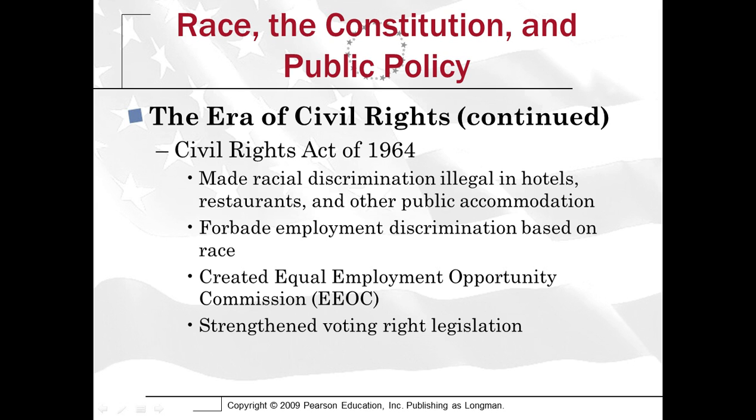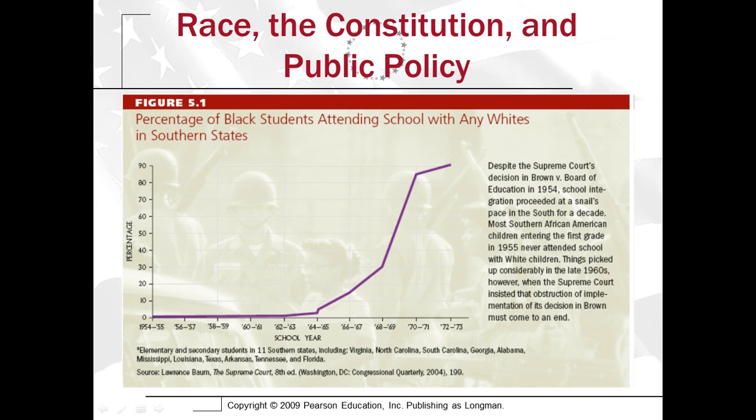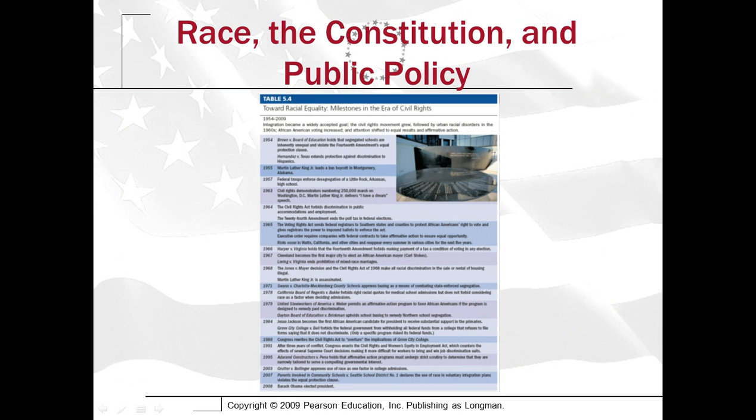It also forbid employment discrimination. Of course, it tied federal school funds to desegregating the schools, which is how Brown finally gets enforced. It creates an Equal Employment Opportunity Commission. If you've ever applied for a job, you've probably seen that on the application. And it strengthened voting rights legislation. Of course, it'll take the Voting Rights Act of 1965 to really strengthen voting legislation, though. You see here a chart where you see a percentage of black students in the South who have white kids in their school, and you can see the dramatic change that happens really just in the years from 1964 to 1970 or so. And now today, of course, almost all black students have at least a white kid in their school.